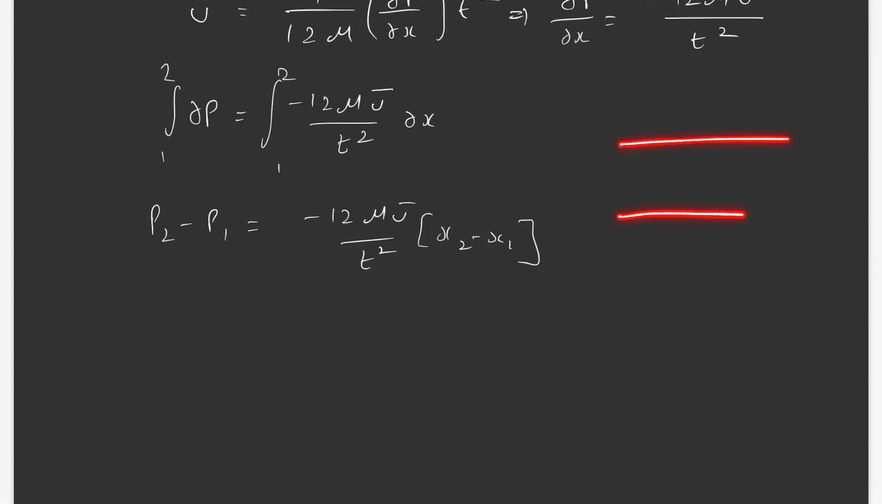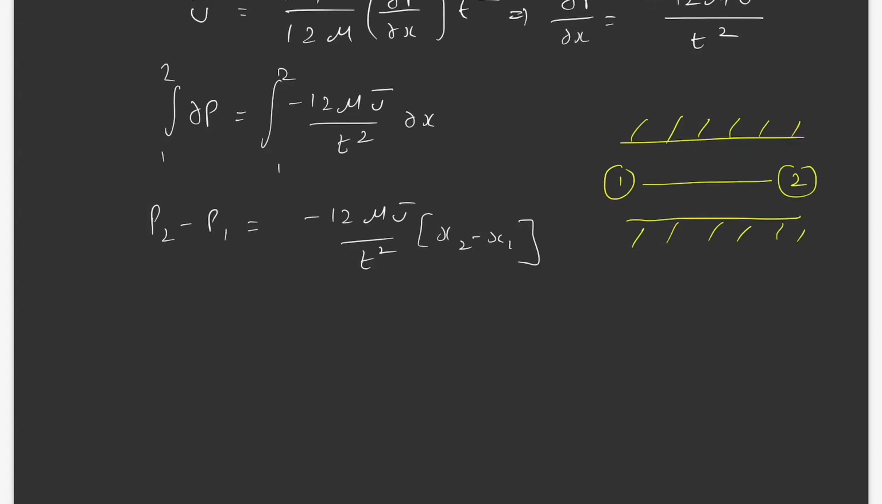See, this is the parallel plates that we considered earlier. If we consider point 1 here and point 2 here, then the distance between these two will be equal to the length. So we can write this value as length also. So P2 minus P1 equals minus 12 mu U bar by T square into L.